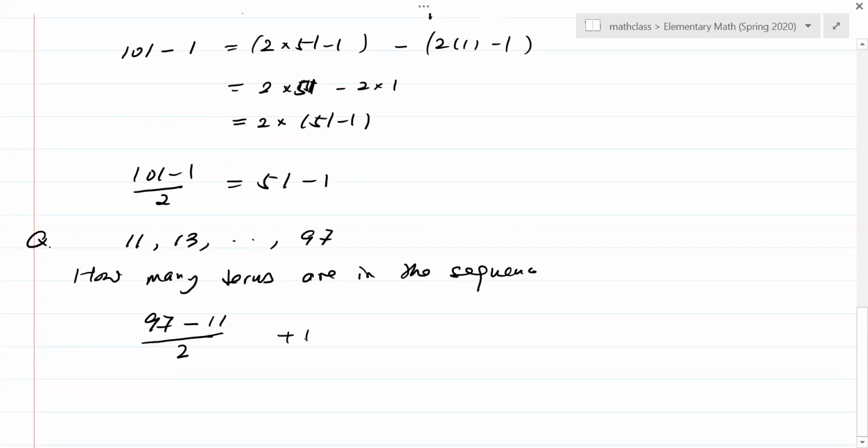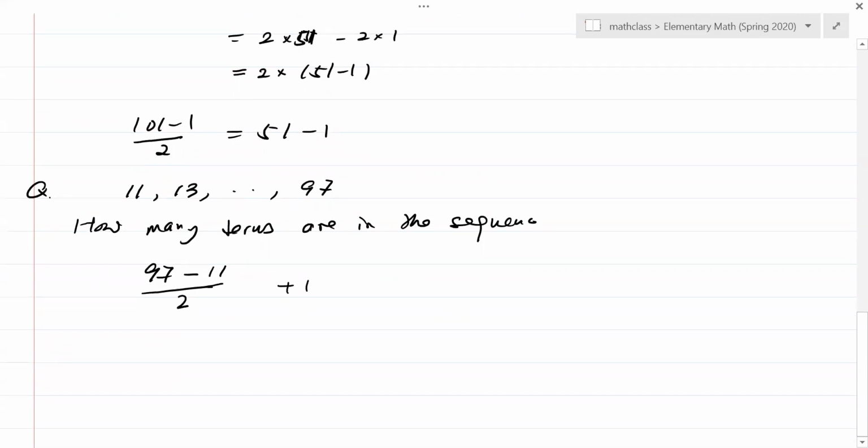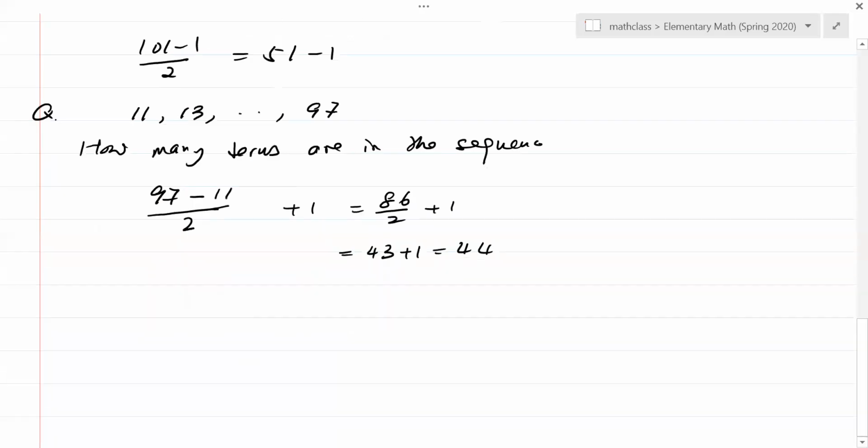That's the total number. So that formula tells you that the 2 is coming from the gap between 2 numbers. Then you get the answer. So we can do the computation, and I'm going to do another way shortly. So 97 minus 11 is 86, divided by 2 plus 1. 86 divided by 2 is 43. 43 plus 1 is 44. There are 44 terms.